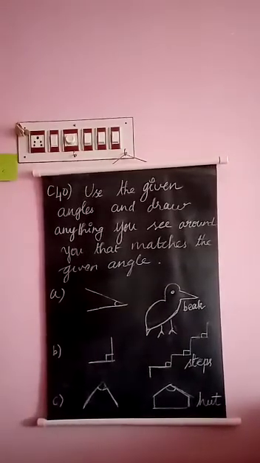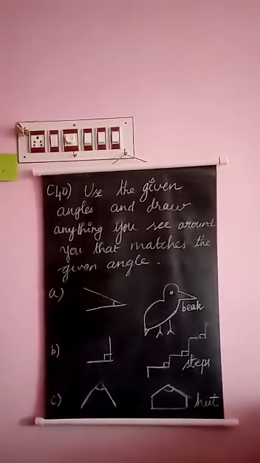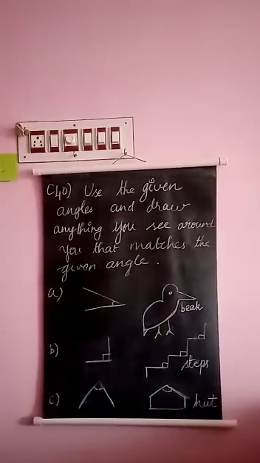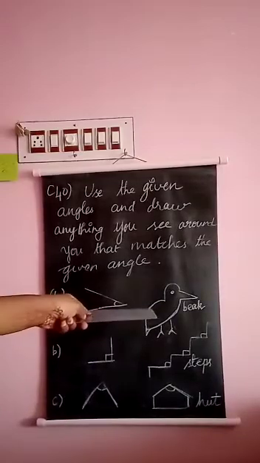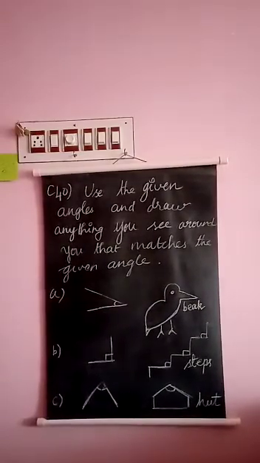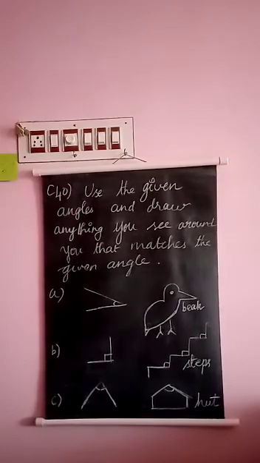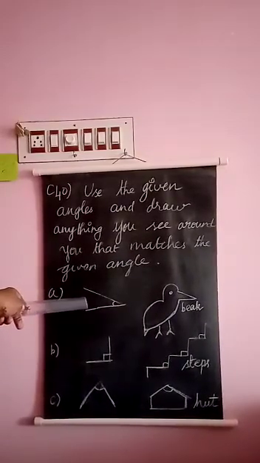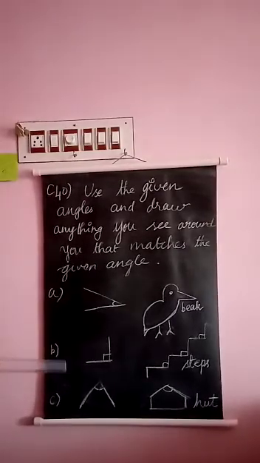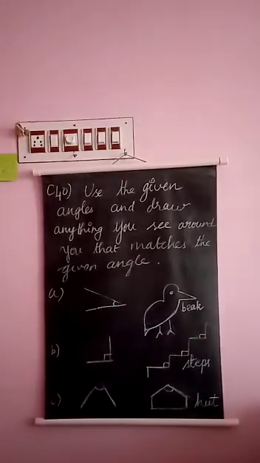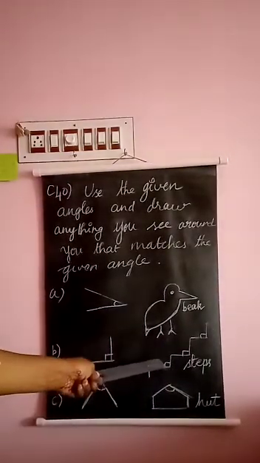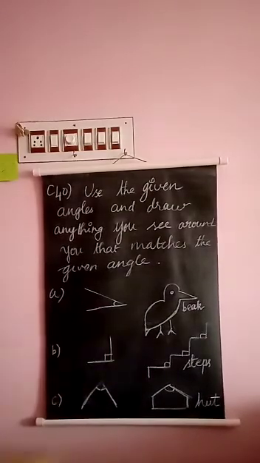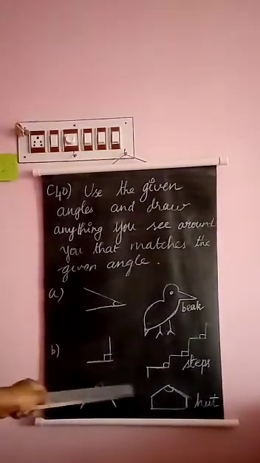This is the final question of today's class. Use the given angles and draw anything you see around you that matches the given angle. So here A, it is an acute angle. On seeing this, I got this idea. You can draw even your own imagination. Whatever you see, you can draw. The beak of a bird looks like this angle. And B, this is a right angle facing towards the left side, and we have steps in our home, right? So the steps look like this, and each step has a right angle. So this angle looks similar to this angle.